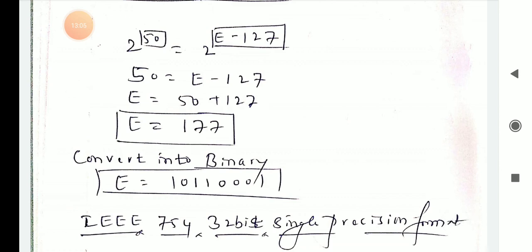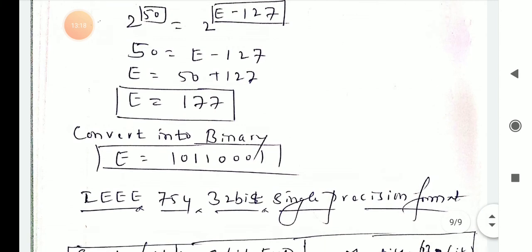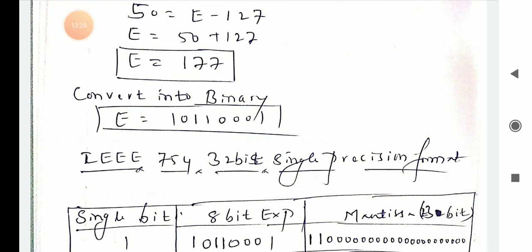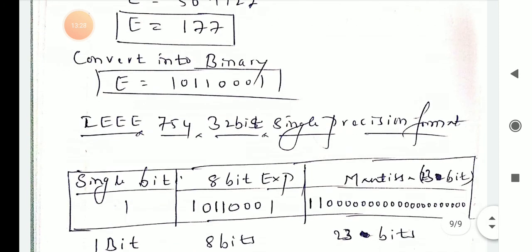So convert this one into binary. Take the calculator, put the value of that decimal number and convert it into binary. You will get the final answer, e is equal to 1011, 3 times 0 and 1, the final answer of this conversion of decimal number into binary. So this is the exponent, you are getting the answer. Next you have to take the IEEE 754 32-bit single precision format.